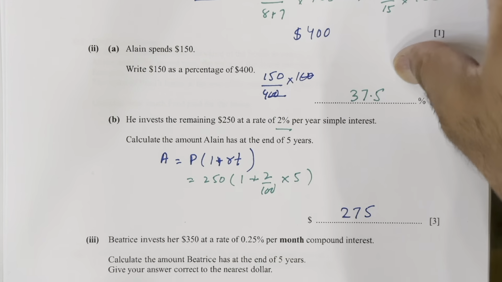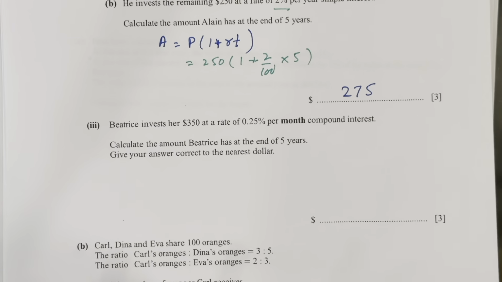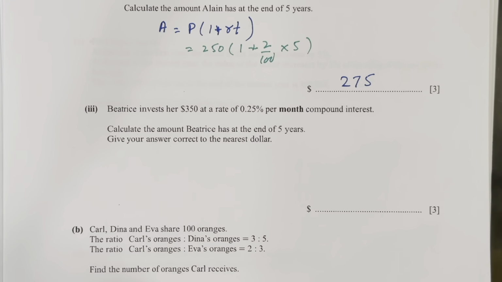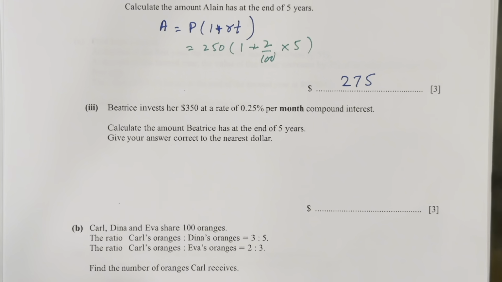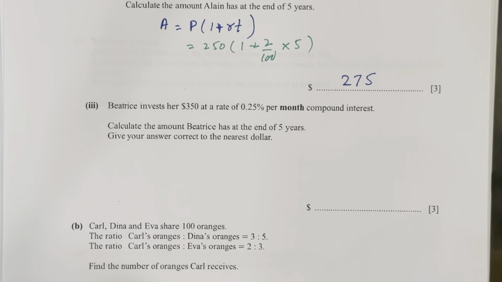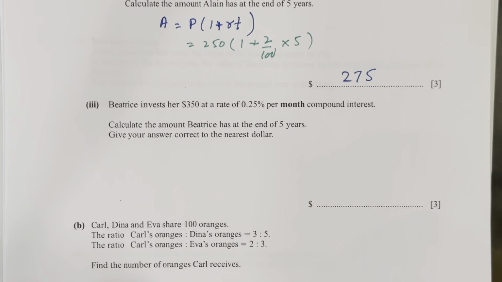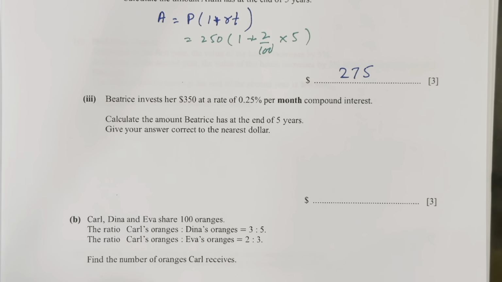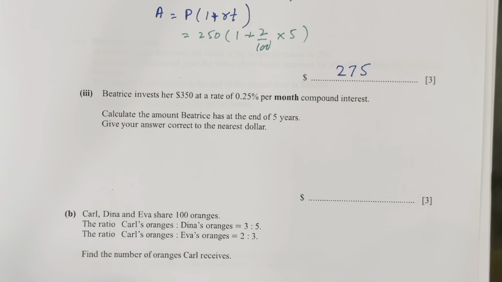Moving to the third part, Beatrice invests her $350 at a rate of 0.25 percent per month compound interest. Calculate the amount Beatrice has at the end of 5 years. Give your answer correct to the nearest dollar.